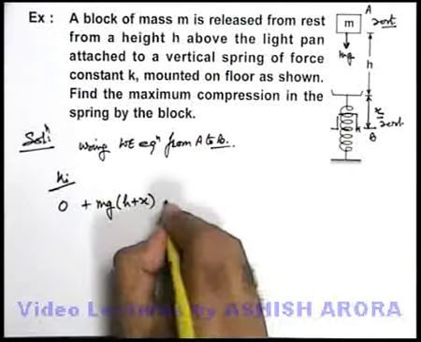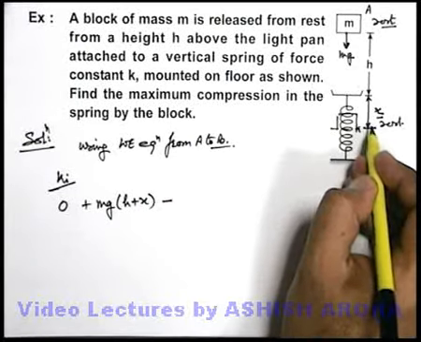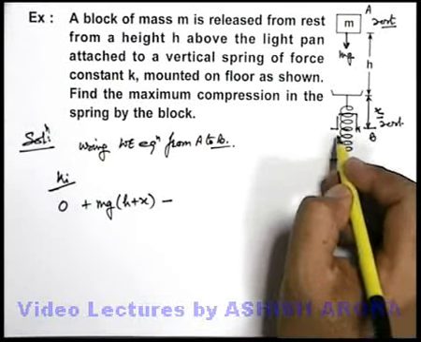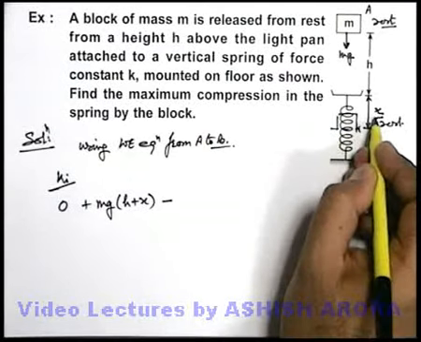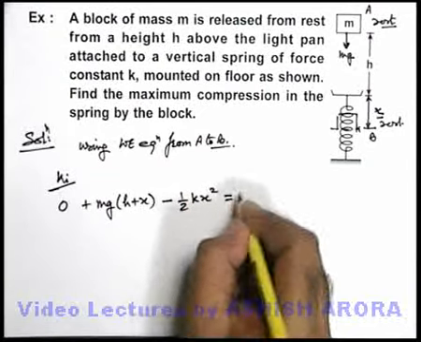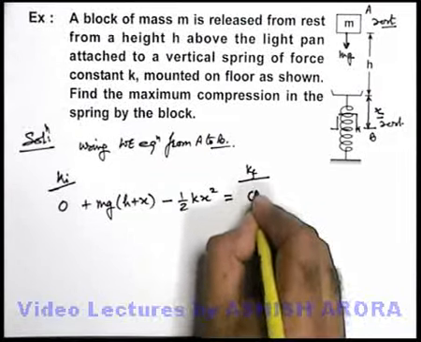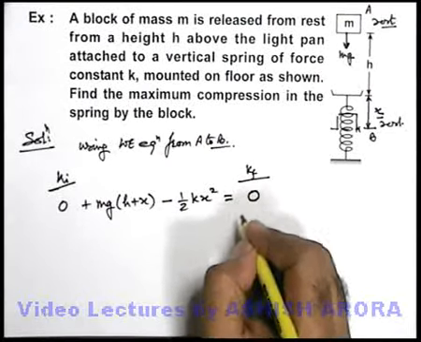The spring is opposing, so it is doing negative work. As the spring is compressed by a distance x, the potential energy stored by the spring will be half kx square. That is the negative work done on the block. Finally, at position B, as the block is at rest, its kinetic energy will be 0.